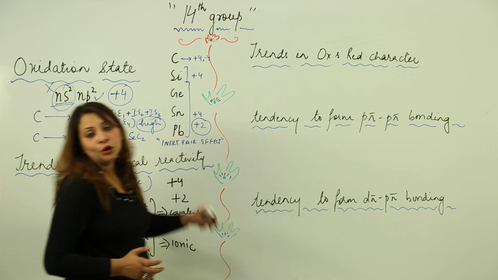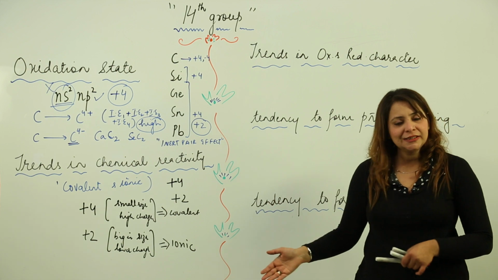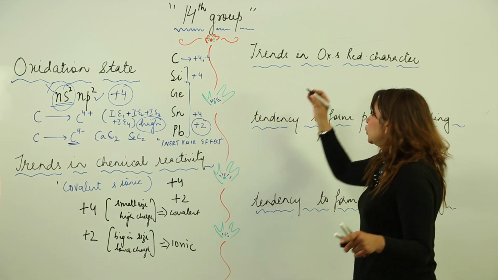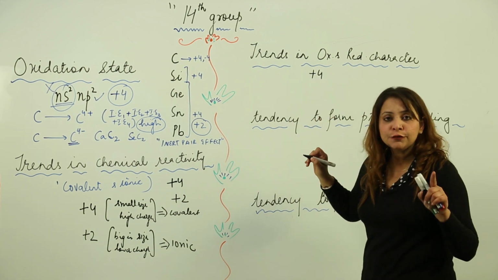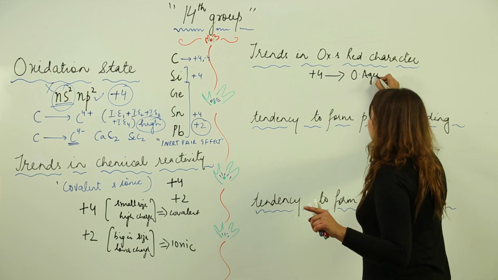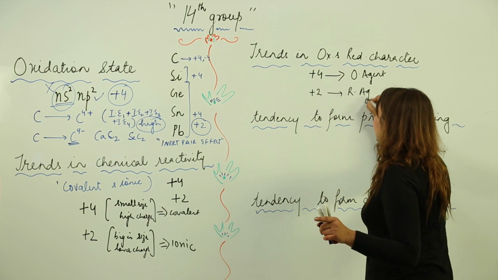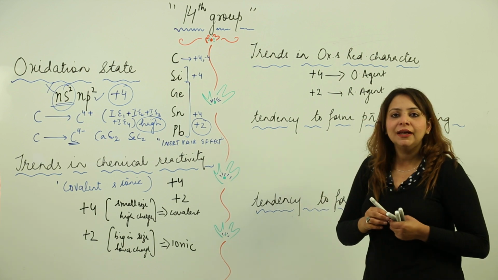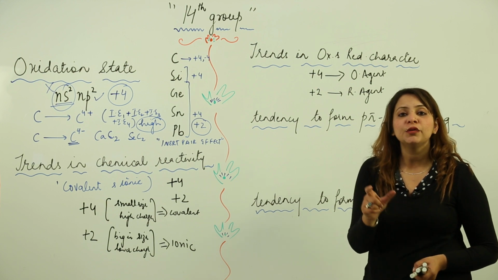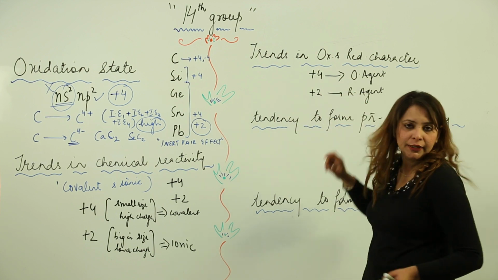Coming on to the next thing, what kind of character they are having, whether they are acting as an oxidizing agent or as a reducing agent. So again, it depends upon the oxidation state. If they are making use of the +4 oxidation state, then they act as oxidizing agent, right? And if they are making use of +2, they act as reducing agent. So that means they can act as oxidizing as well as reducing. That totally depends upon the oxidation state which they are making use of, right? So this is the +4 oxidizing agent, +2 reducing agent.